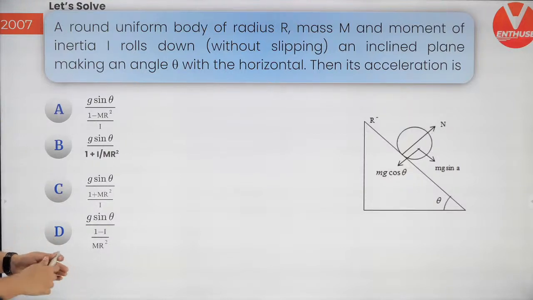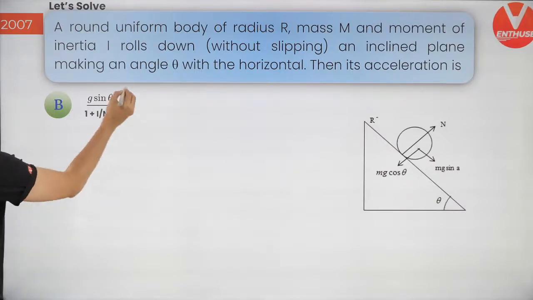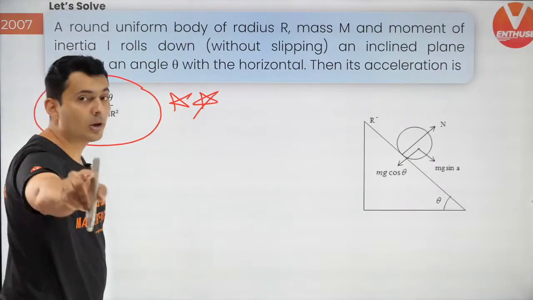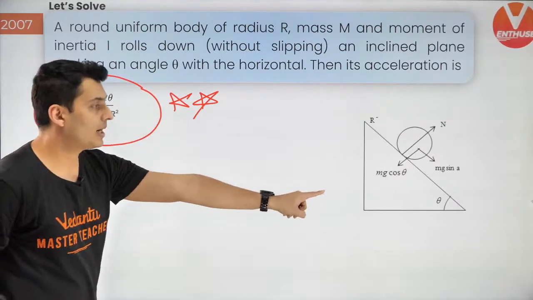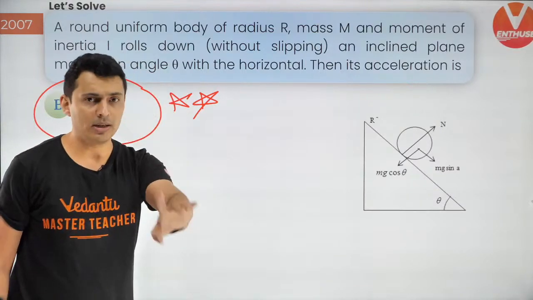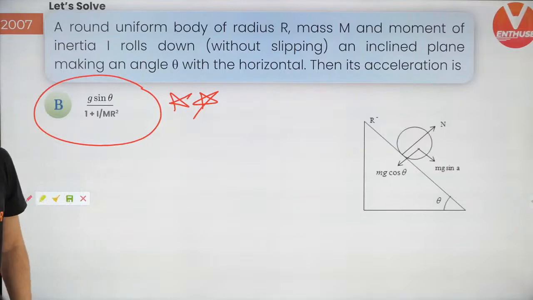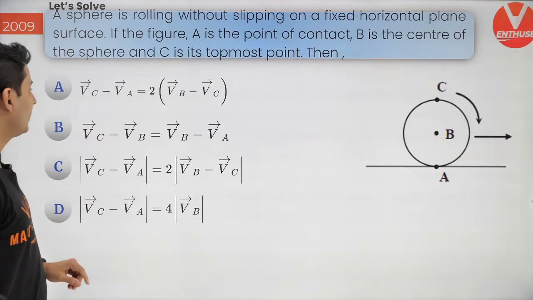Yes, B, D. Well, the correct answer is actually B. Now, this is a formula which you should remember. Very, very important formula. Direct formula: g sin theta upon 1 plus I by MR square. Very important formula for a rolling object down an incline. Very important. Correct. Let's get going to the next one.